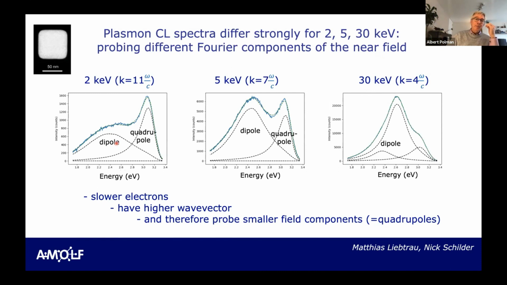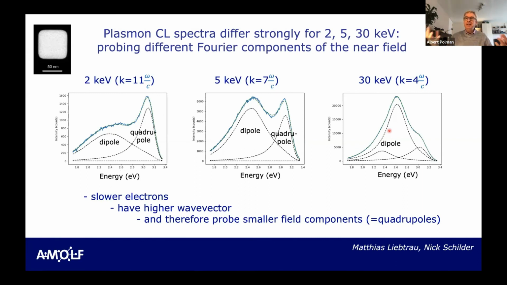And I can prove that, because in the cathodoluminescence spectrum at 2 keV, I see a very strong dipole peak and a quadrupole peak. This is a quadrupole plasmon resonance. If I go to 30 keV, then I mostly see this dipole resonance. The reason is quadrupole fields are very strongly confined. They have very high spatial frequencies, so they couple best to these slow electrons, whereas the dipole modes couple better to the faster electrons.